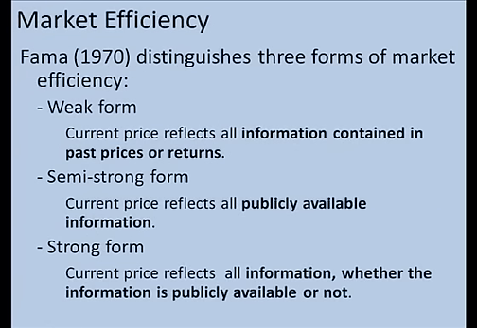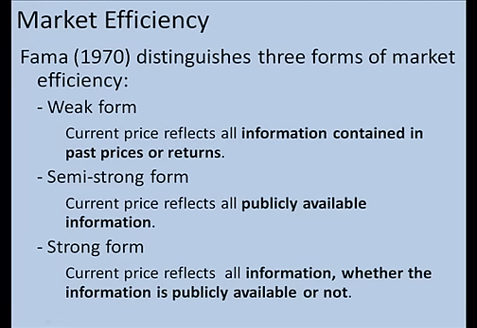Fama in 1970 distinguished between three forms of market efficiency. The first was weak form market efficiency, and under weak form market efficiency, the current stock price reflects all information contained in past prices or past returns. The second form was semi-strong form market efficiency, and under this version, the current stock price reflects all publicly available information.